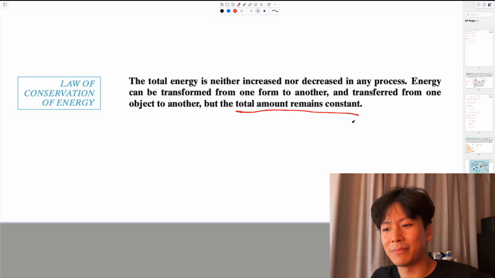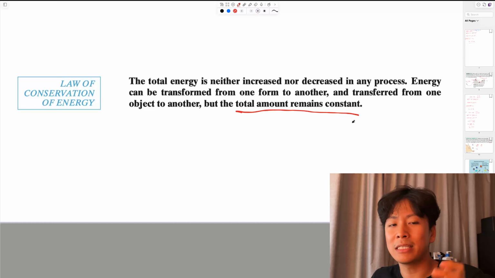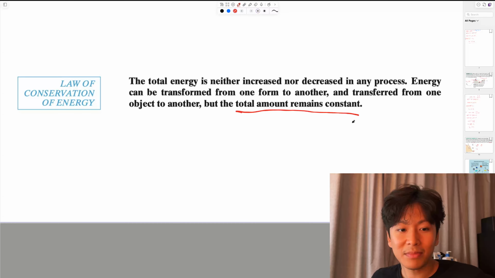It's not just about the conservative forces, it's about all kinds of forces, right? So all energies are conserved. As long as you can keep track and keep account of them, all energy is going to be conserved. And this is called the law of conservation of energy, right? It's probably one of the most important principles in physics, right?